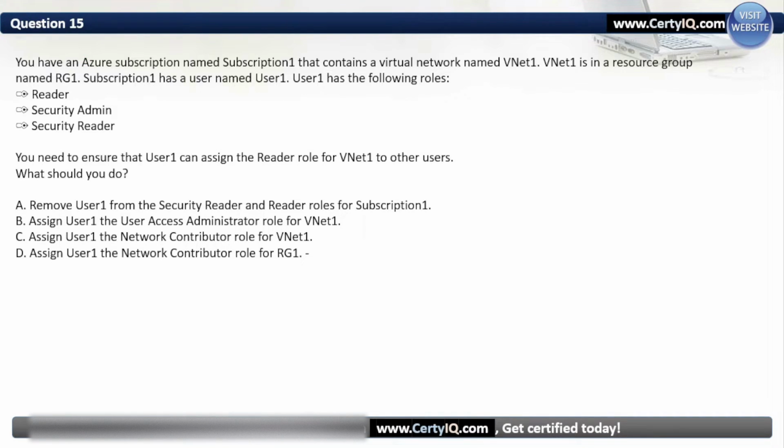Question 15. You have an Azure subscription named Subscription 1 that contains a virtual network named VNet1. VNet1 is in a resource group named RG1. Subscription 1 has a user named User1. User1 has the following roles: Reader, Security Admin, Security Reader. You need to ensure that User1 can assign the reader role for VNet1 to other users. What should you do?